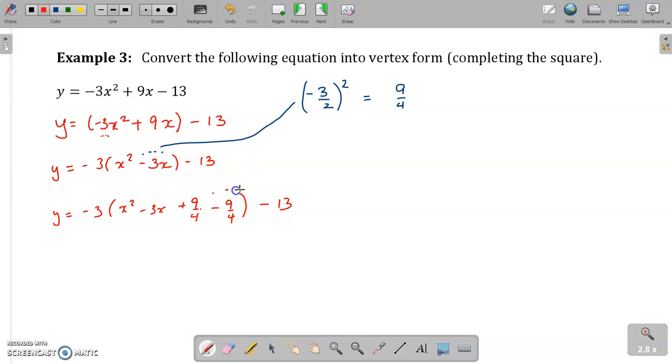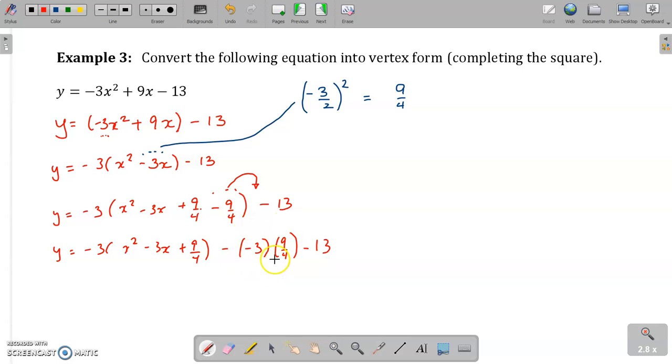Our next step is we're going to want to move this out, but we have to also multiply it by a, because this bracket implies that all these terms are multiplied by negative 3. So I have negative 3 times x squared minus 3x plus 9 over 4. Here I have minus 3 times 9 over 4 minus 13.